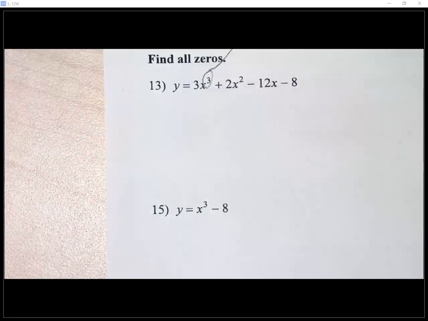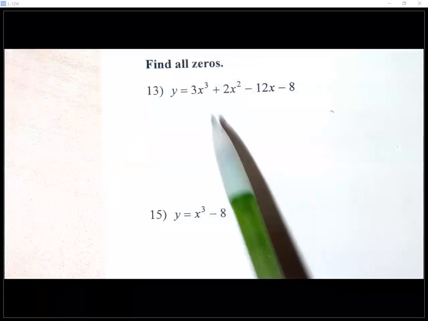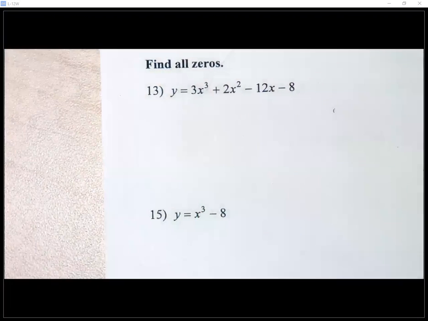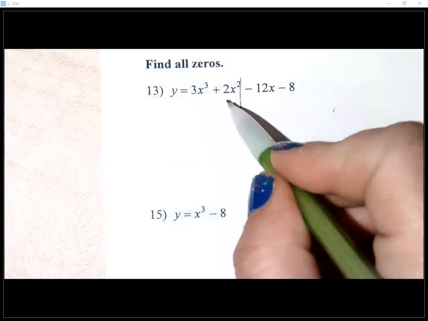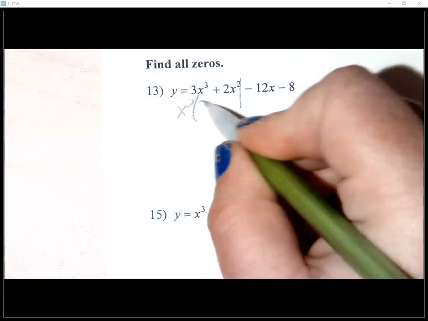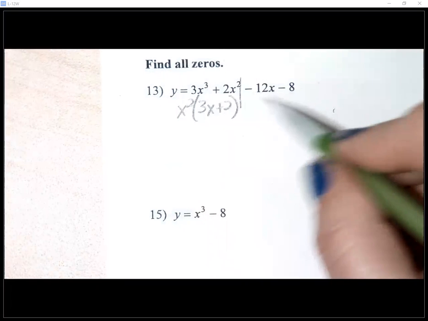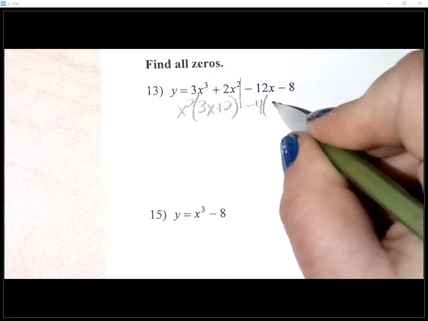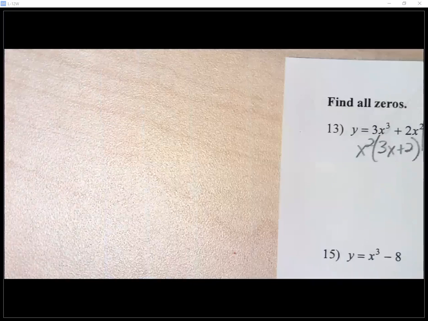All right, so when I get to one like this, I always check if there's a common factor that I could pull out of the whole thing. There's not, but I notice this thing has four terms. Why don't I try factoring by grouping? That's the one where you literally divide it into first two terms, last two terms. On this side, I can pull out an x squared. And then I have 3x plus 2 left, right? On this side, what can I take out? Negative 4. And then I'm left with 3x plus 2. If your parentheses match, which these do in this case, that means yes, you can do this one by grouping.